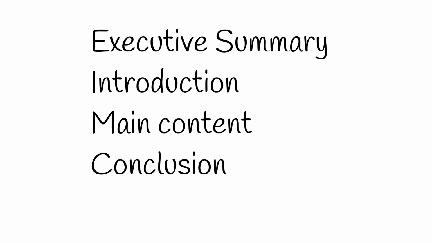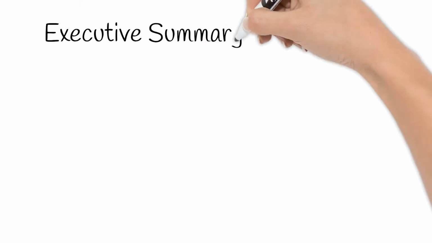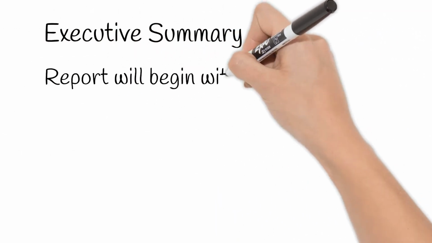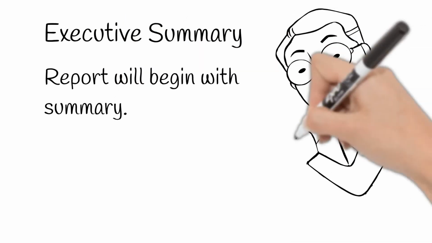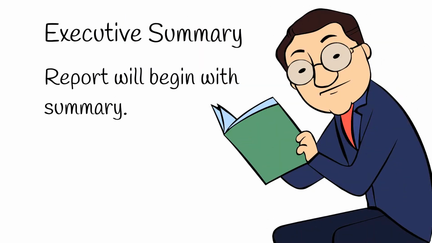Executive summary. Usually your report will begin with the summary, which is written once the report is finished. As the first item the reader encounters, this is the most important section of the document. Stakeholders will use the summary to decide which portion of the report they need to focus on.